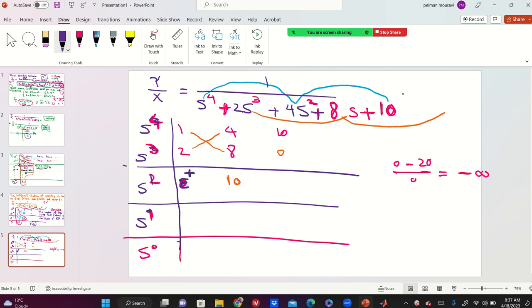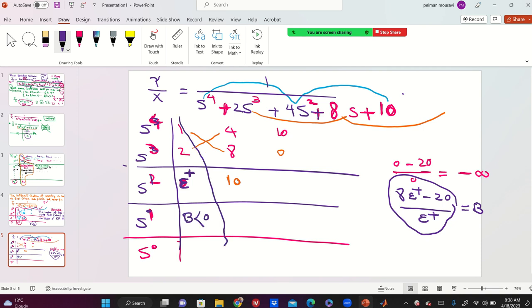Plus epsilon. Okay? So now you have 8 epsilon minus 20 divided by plus epsilon. This now makes sense. See? So it's going to be a negative number. At the end, it's going to be a negative number. And here is 10. So let us say, here we go. Is this system stable or unstable?